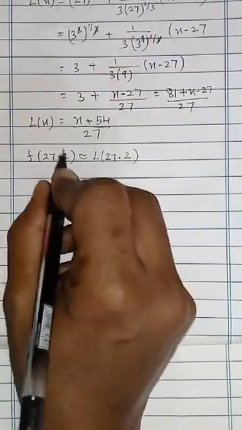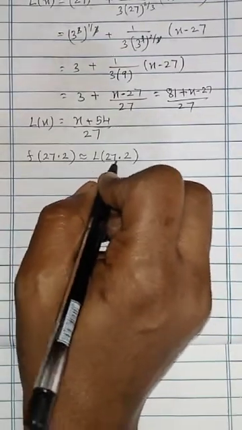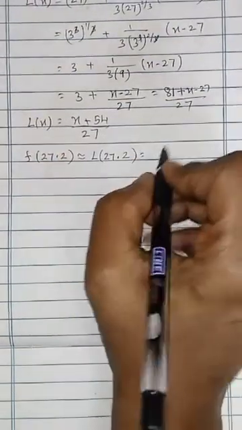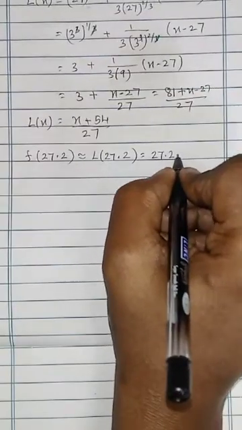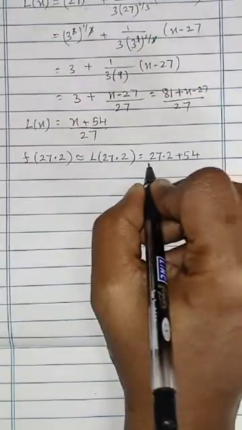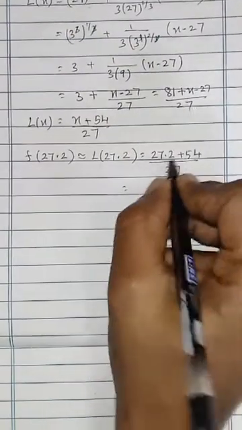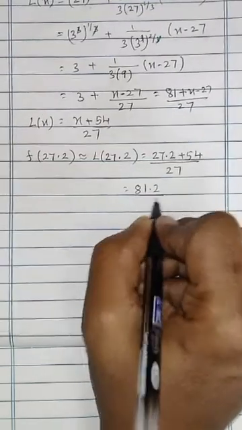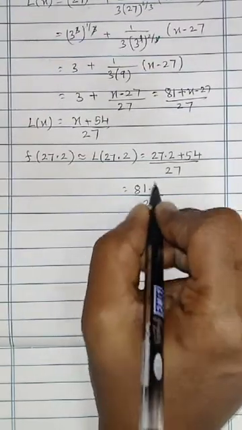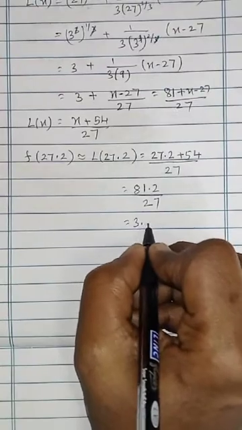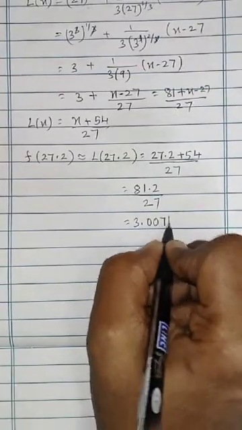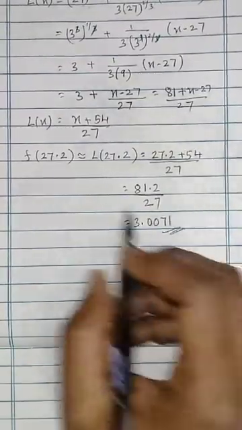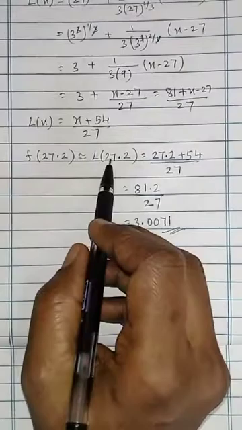27.2. So f of 27.2, that is the linear approximation of 27.2, equals, instead of x, what are we going to substitute? 27.2. So 27.2 plus 54 by 27, that is 81.2 by 27, and if we divide this we will get 3.0071. This is your linear approximation of 27.2.